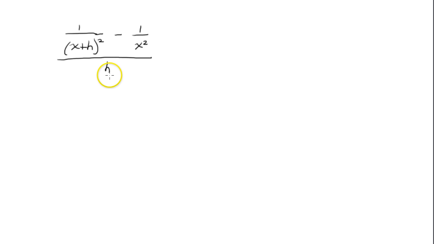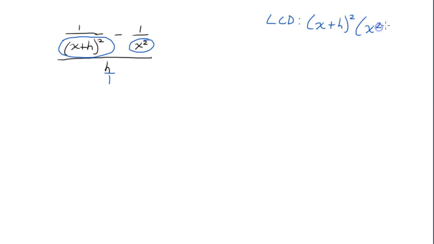And what I mean is, we're looking at all of the denominators. We have a denominator here and here, and the denominator on this is just 1, h over 1. Okay, so our lowest common denominator is actually going to be x squared times (x plus h) squared. I'll write that down. Our LCD is (x plus h) squared times x squared. Okay, so we're going to multiply everything by that.